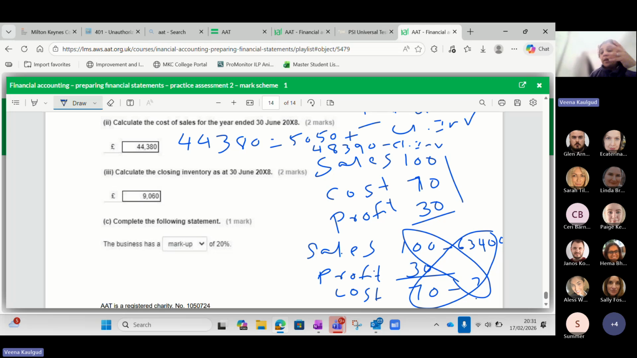Okay. So by following the equation maths rules, I find out the closing inventory and then just reverse all the other operations. So 5,050 plus 48,390 minus 44,380 will give me 9,060. Just reverse the operations, because closing inventory, you'll have to bring it on the other side of this equation. So I would get 5,050 plus 48,390 minus 44,380. That should give me 9,060.